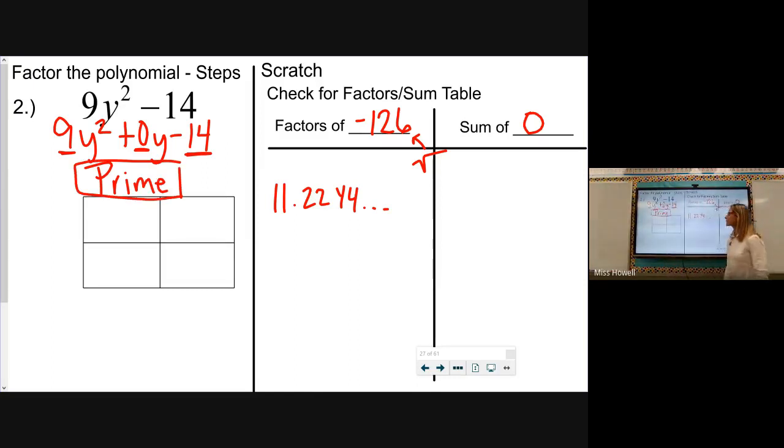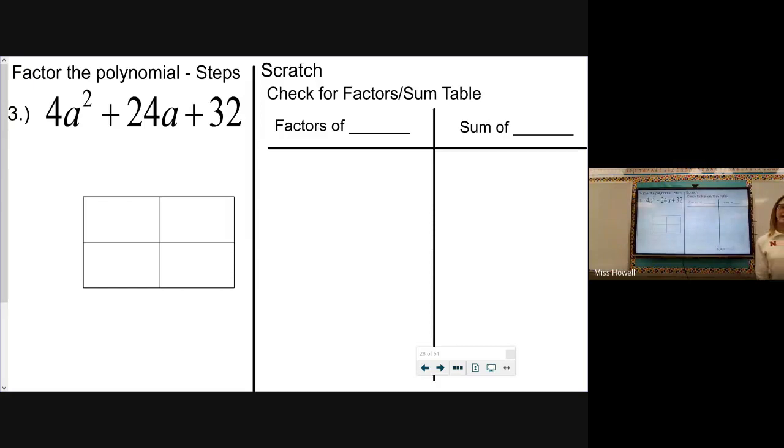All right, number 3. We have 4a to the second plus 24a plus 32. We want to see if there's any way we could factor. Can we factor by GCF? And since this has a degree of 2 or higher, can we also go further with our chart? When I look at these terms, 4, 24, and 32, they do have a common factor of 4. So we can definitely factor out 4.